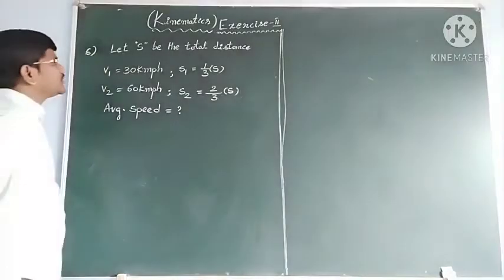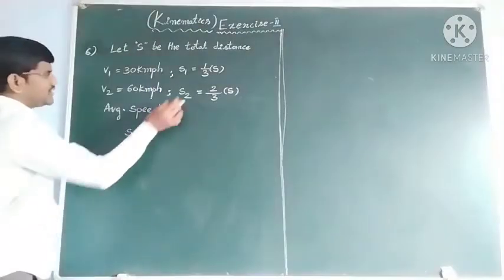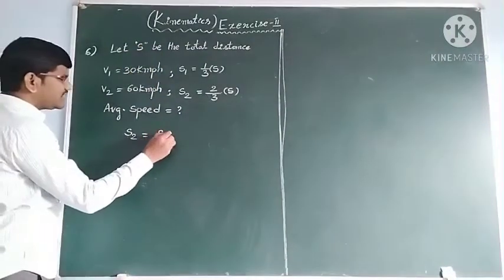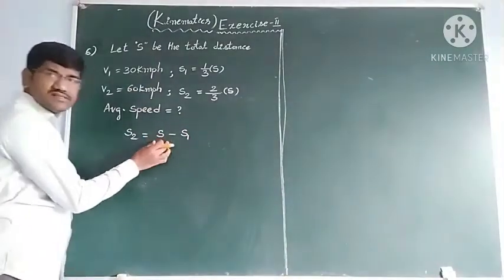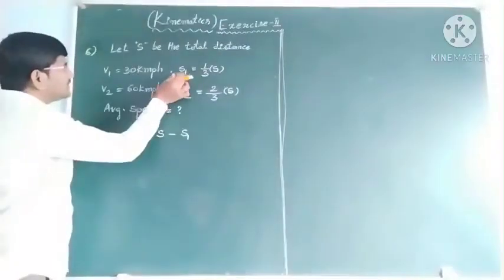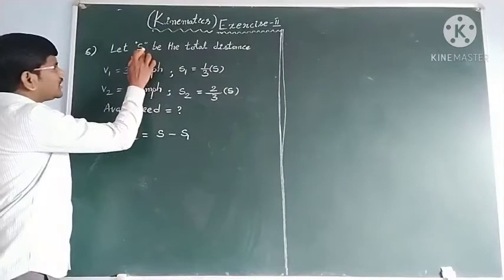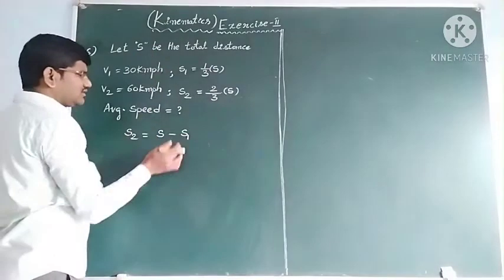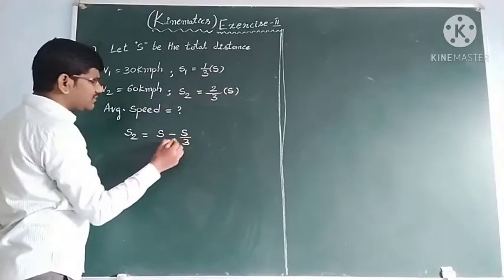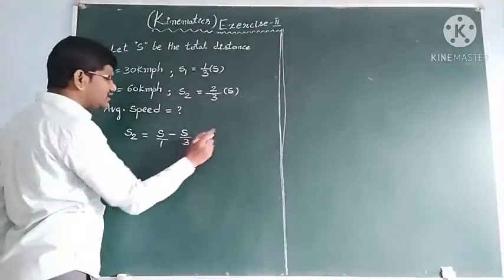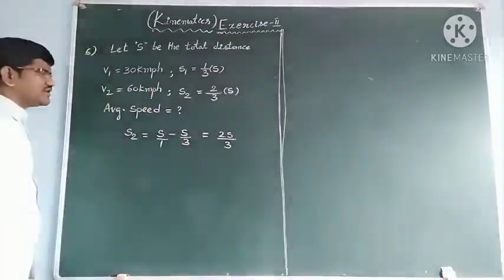Okay students, see, total distance is s. So I want the second distance s2. s2 is equal to total distance s minus s1. One third of the total distance means 1 by 3 of s, that is s by 3. Total distance minus s1, I will get s2. Instead of s1 I can write s by 3, so you will get 2s by 3. Okay students, this is s2.